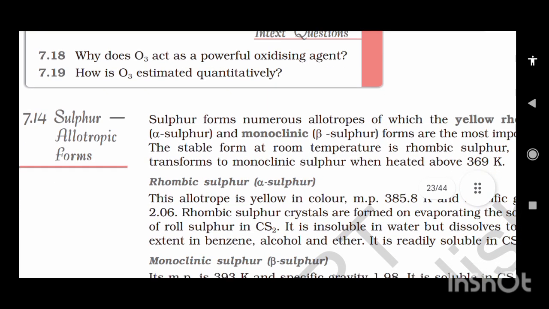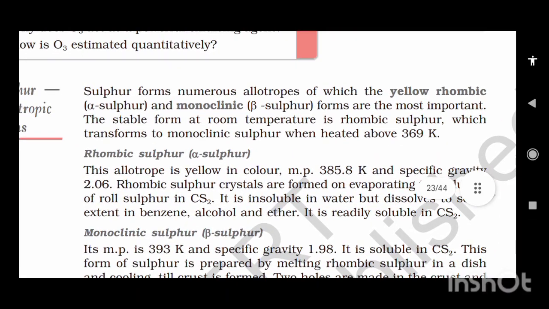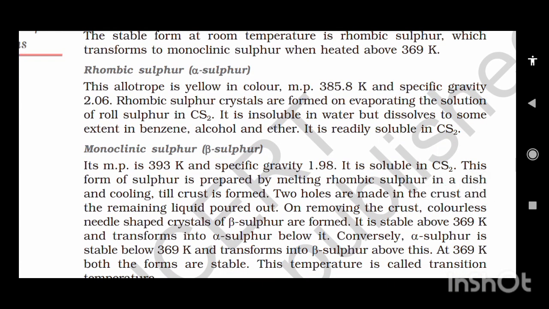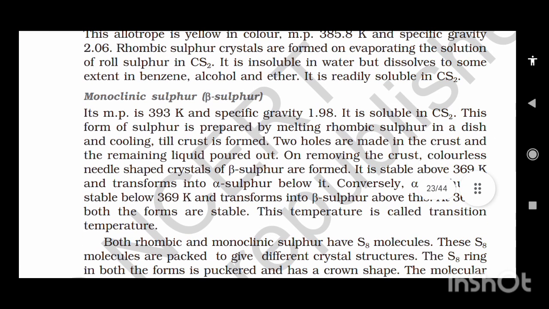Sulfur, allotropic forms. Sulfur forms numerous allotropes, of which the yellow rhombic alpha sulfur and monoclinic beta sulfur forms are the most important. The stable form at room temperature is rhombic sulfur, which transforms to monoclinic sulfur when heated above 369 Kelvin. Rhombic sulfur. This allotrope is yellow in color. Rhombic sulfur crystals are formed on evaporating the solution of roll sulfur in CS2. It is insoluble in water but dissolves to some extent in benzene, alcohol, and ether. It is readily soluble in CS2.